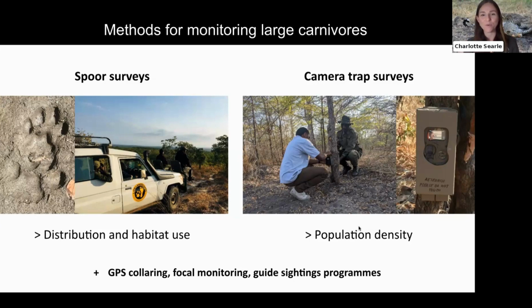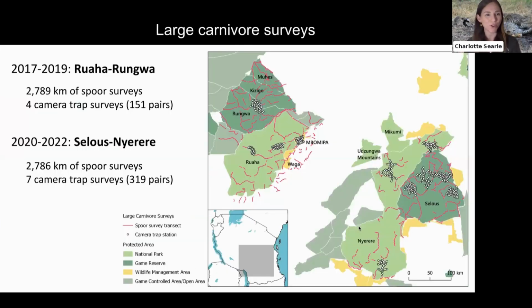So in terms of what we've actually done with these methods, with these surveys, on the next slide we have the map that shows the surveys we've done. Just to summarize it very briefly, from 2017 to 2019, we did spore surveys and camera trap surveys in Ruaha Rungwe. We did nearly 3,000 kilometers of spore surveys, and we did 4 camera trap surveys.